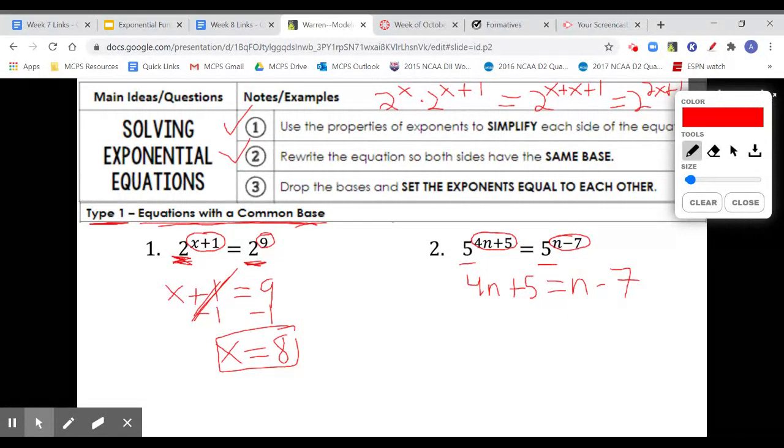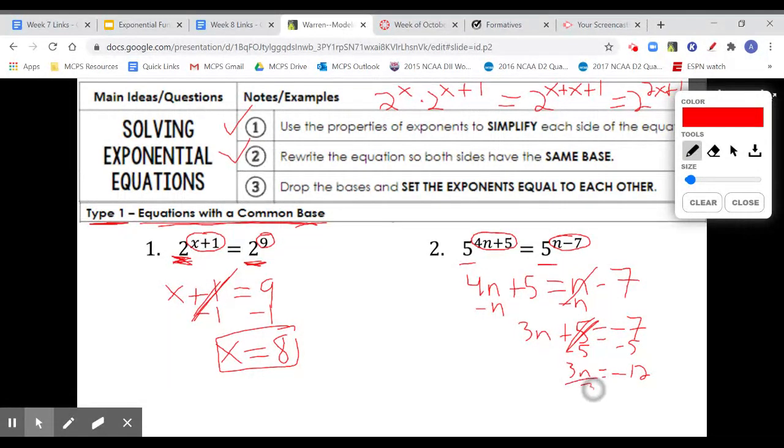Right now, I have a variable on both sides as well as a constant on both sides. I want to get all the variables onto one side, so I'm going to start by subtracting n from both sides. That will leave me with 3n plus 5 equals negative 7. And then I want all the constants on one side, so I'm going to subtract 5 from both sides to get the 5 away from those n's. That gives me 3n equals negative 12. And last but not least, I have a multiplication here, so I'm going to divide to undo that multiplication. And that leaves me with n equals negative 4.